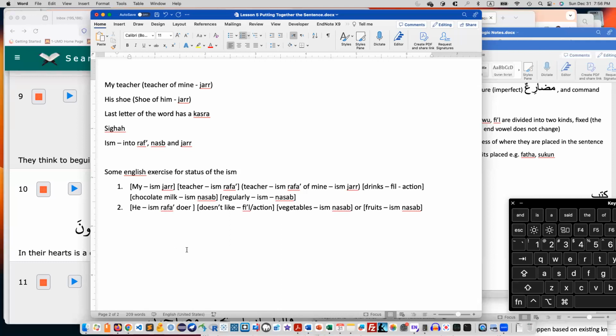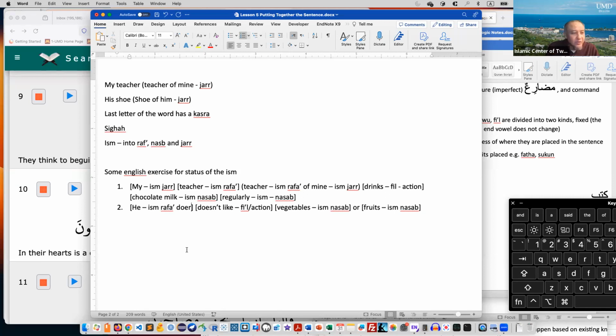So the answer is a dhamma. "He" becomes "who." Who doesn't like vegetables or fruits? So the "who" will have a u at the last letter, because it's rafa, the doer of the action. If you remember from the first lesson, that's what we did, when we said the I and U is the doer. I mentioned that, but here we're going into details about how that works.